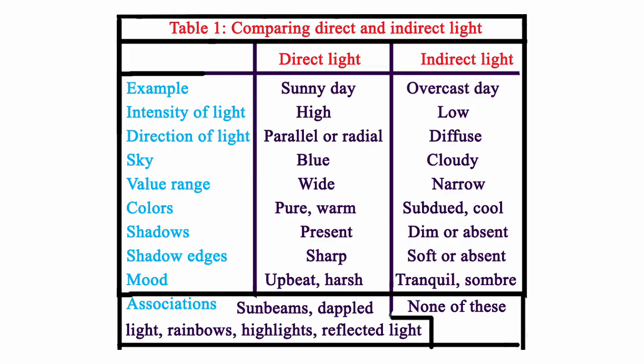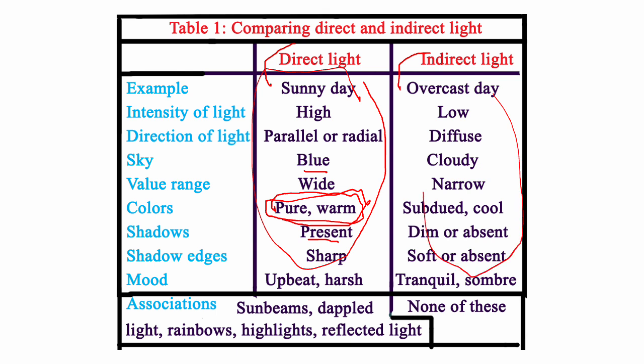So this table summarizes what you see with direct light like a sunny day or indirect light like an overcast day. And what I want to stress is that you have to have all of these features together. So everybody will draw the blue sky and the shadows. What many people miss is that they don't have bright saturated colors. And without that, it doesn't look like a sunny day. And all these features have to be present on a cloudy day.